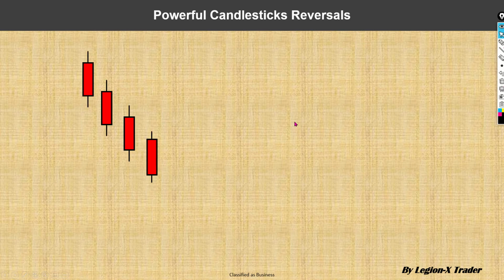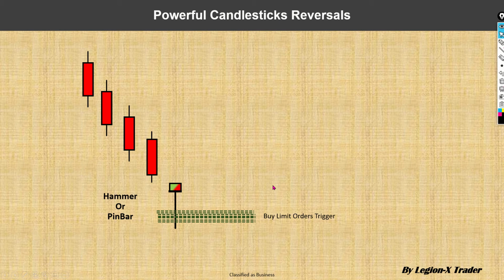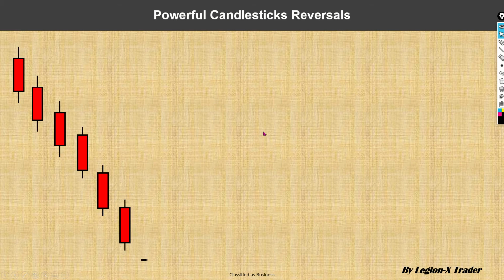If you have a series of bearish candles and suddenly a candle comes into place which we call a hammer pin bar, it is because there are a lot of buy limit orders that triggered the reversal. This is very common, and this is what we have learned on the previous topics. Now this is where we want to learn different types of candlestick combinations.